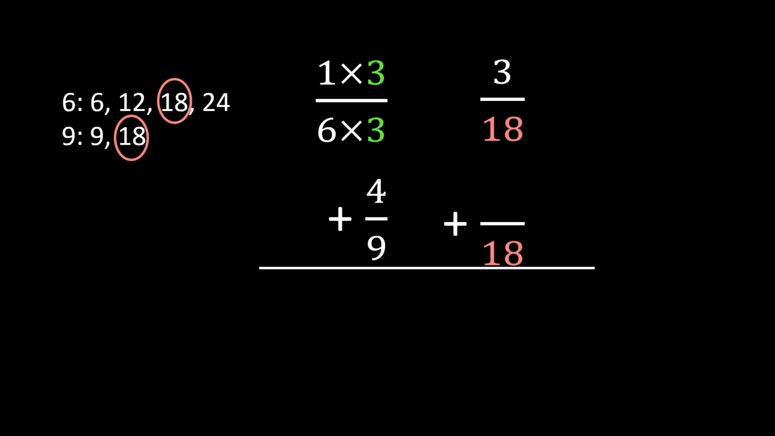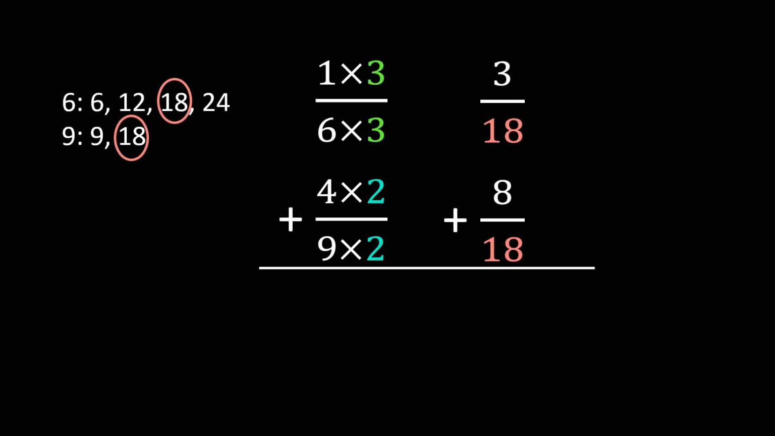And for 4/9, I multiplied the 9 by 2 to get 18. So I need to multiply the 4 by 2. And 4 times 2 is 8. Now I have 3/18 plus 8/18. I'm going to add my numerators, 3 plus 8, which is 11, and my denominator of 18 remains the same. Then I need to look and see if I need to simplify. Well, 11 and 18 don't share any common factors, so 11/18 is my sum.